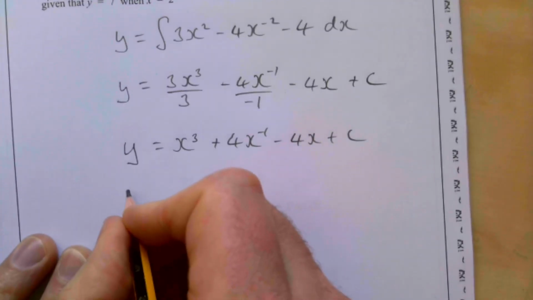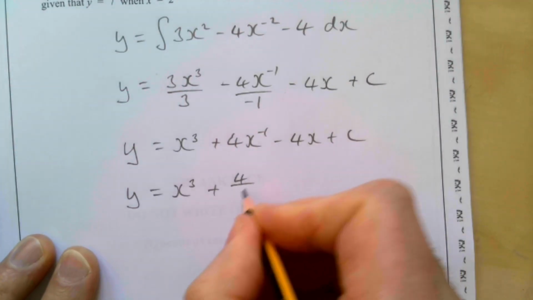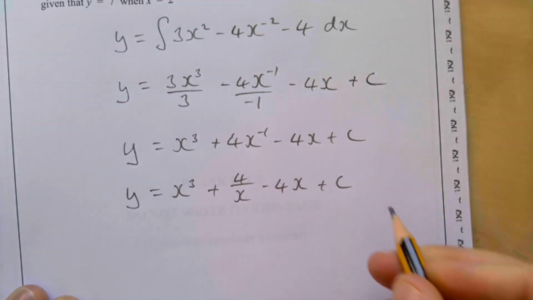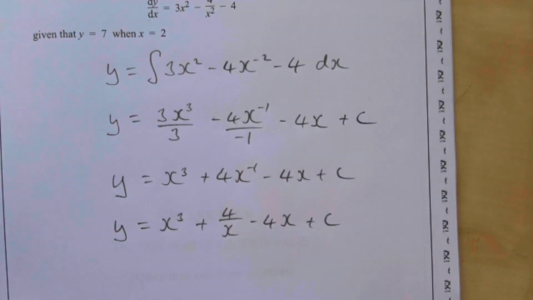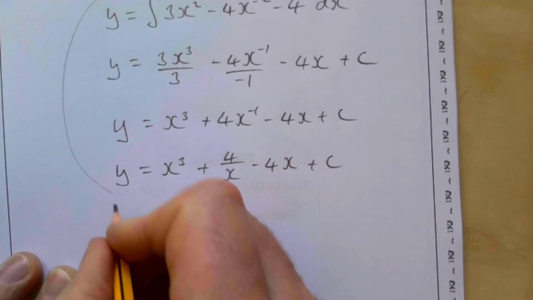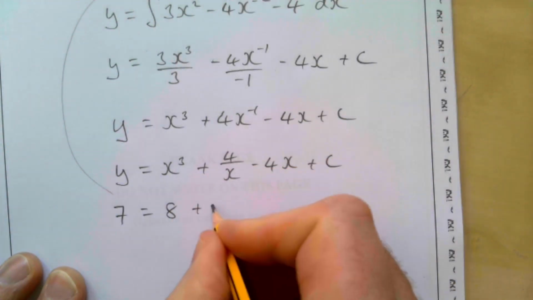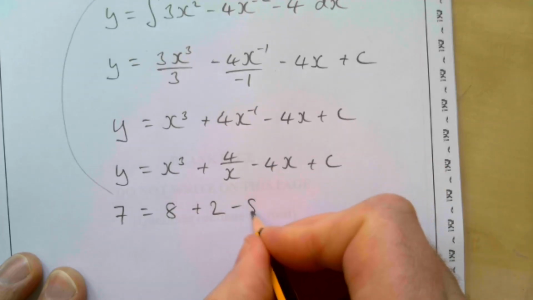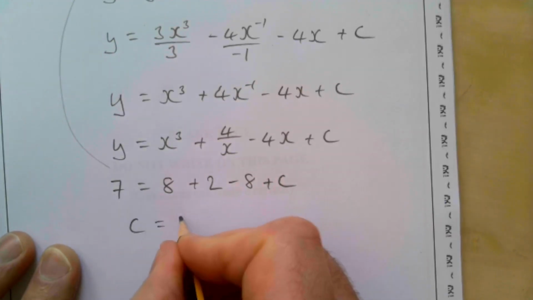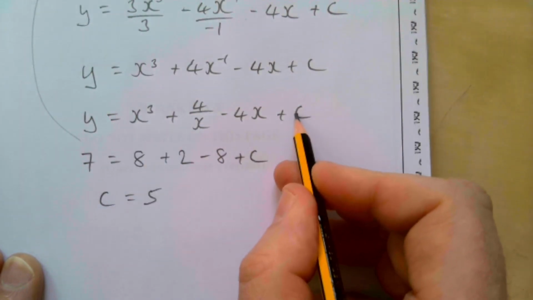Again, I might want to rewrite this. In fact, in this situation I will. X cubed plus 4 over x minus 4x plus c. It's just handier to substitute numbers into this. It tells us that y is 7 when x is 2. So if I bring that then down into here, I'm going to get 7. 2 cubed is of course 8. 4 over 2 is 2 minus 8 plus c. If I rearrange that, I'm going to get c. It's 5.